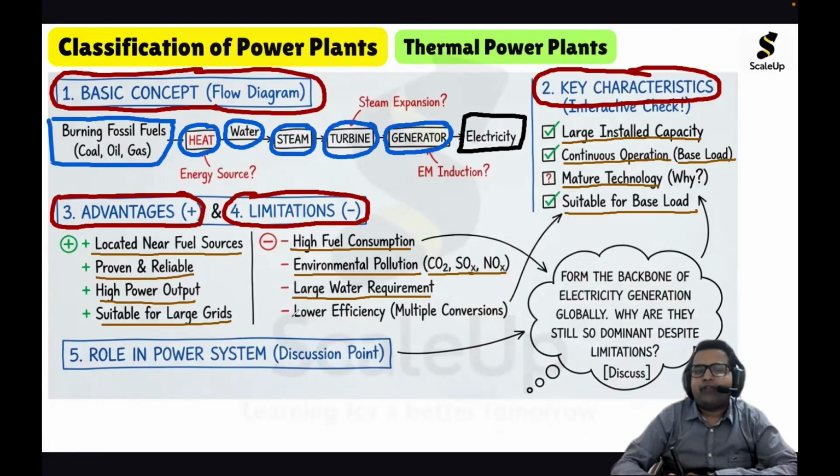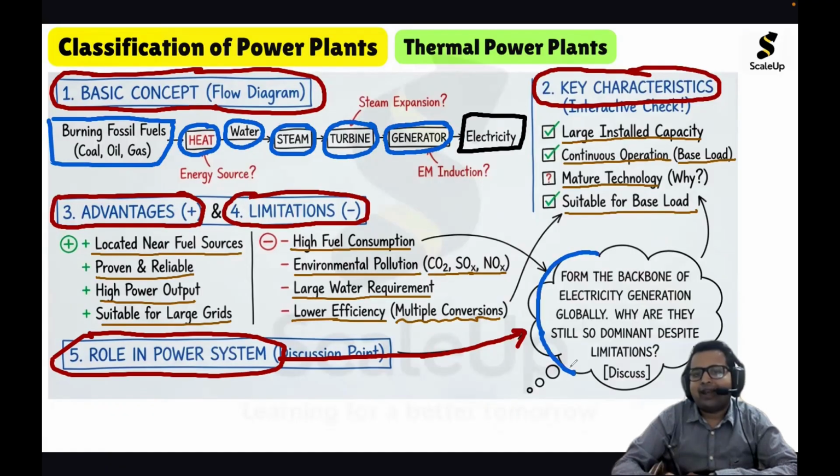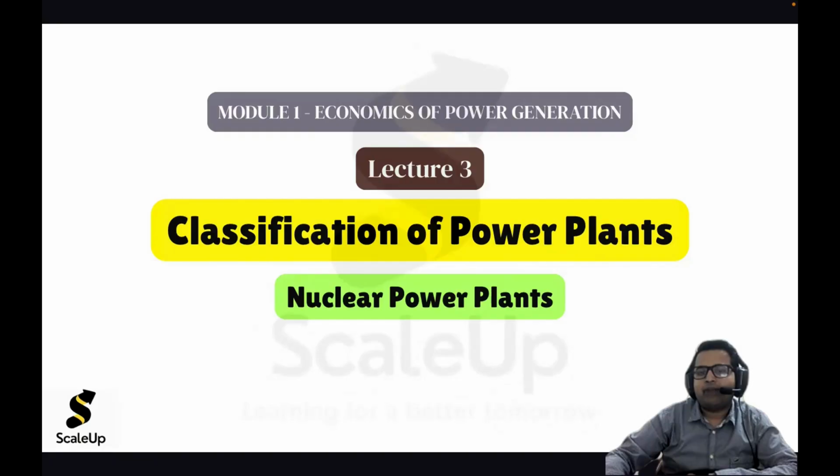When we talk about efficiency, it has lower efficiency because multiple conversions are involved, and in every conversion step there is a loss of energy. If we talk about the role in power systems, thermal power plants form the backbone of electricity generation globally. They are still dominant despite limitations. So this was thermal power plant. Now we will look at nuclear power plants.